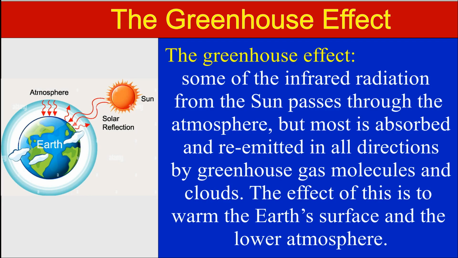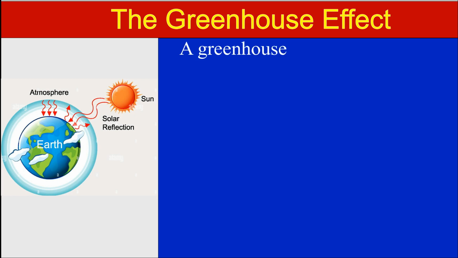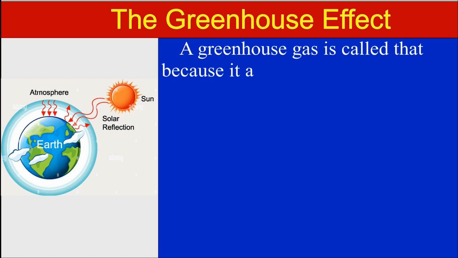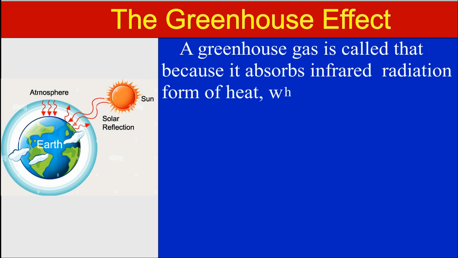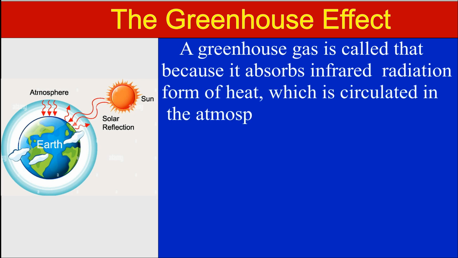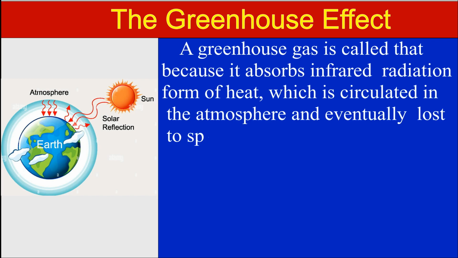The greenhouse effect. Some of the infrared radiation from the sun passes through the atmosphere, but most is absorbed and re-emitted in all directions by greenhouse gas molecules and clouds. The effect of this is to warm the Earth's surface and the lower atmosphere. A greenhouse gas is called that because it absorbs infrared radiation from the sun in the form of heat, which is circulated in the atmosphere and eventually lost to space.